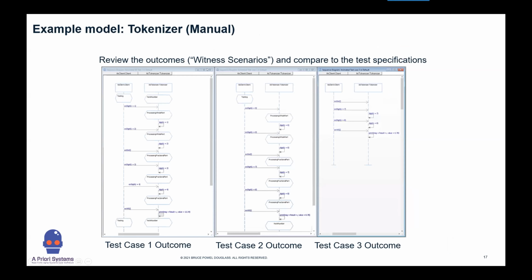So as you run this manually, you have these test outcomes. You can then compare these to the witness scenarios. So these are the witness scenarios. You can compare them to the test case specifications that you had before to see, did what happened meet my expectations? And if it does, you say passed. And if it doesn't, you say, well, failed. And you have to figure out why it failed and what the problem was. The problem could either be in your design, the design was wrong, or in some cases, the specification was incorrect.